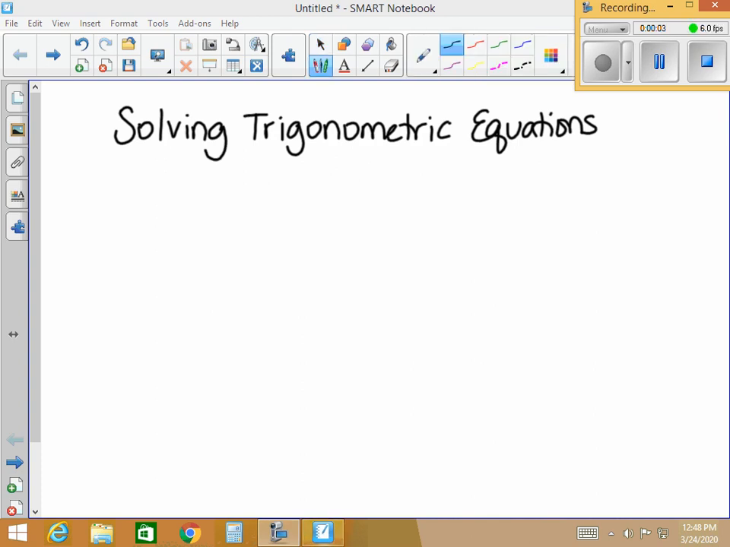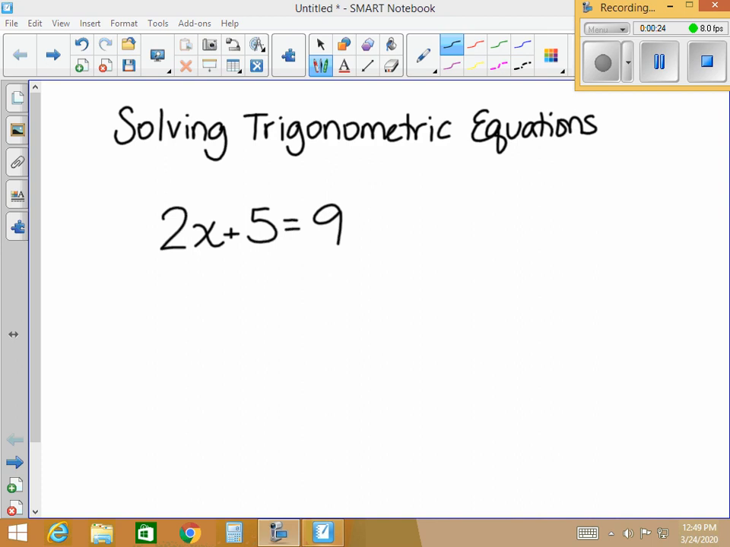All right, what we're doing today is, in this section, we're going to be solving equations that have trigonometric functions in them. Before we jump in with the trig equations though, I want to do a quick review of college algebra. Super quick, short example kind of review.